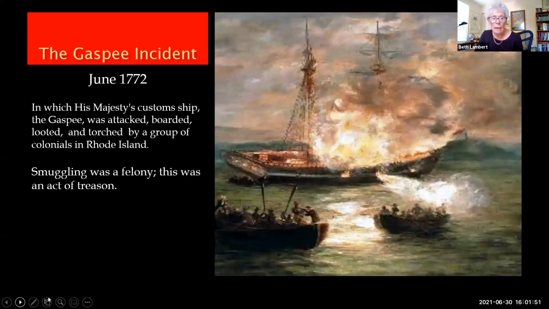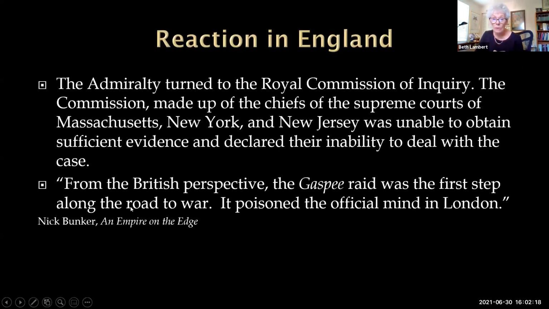Okay, yeah. Another incident was the ship Gaspé, a customs ship, which was attacked, boarded, looted and torched by a group of colonials in Rhode Island. This was an act of felony. Now notice 1772. This was years before the revolution was officially started. So we've got the Boston Massacre, the ongoing Hancock smuggling trade, and the Gaspé incident.